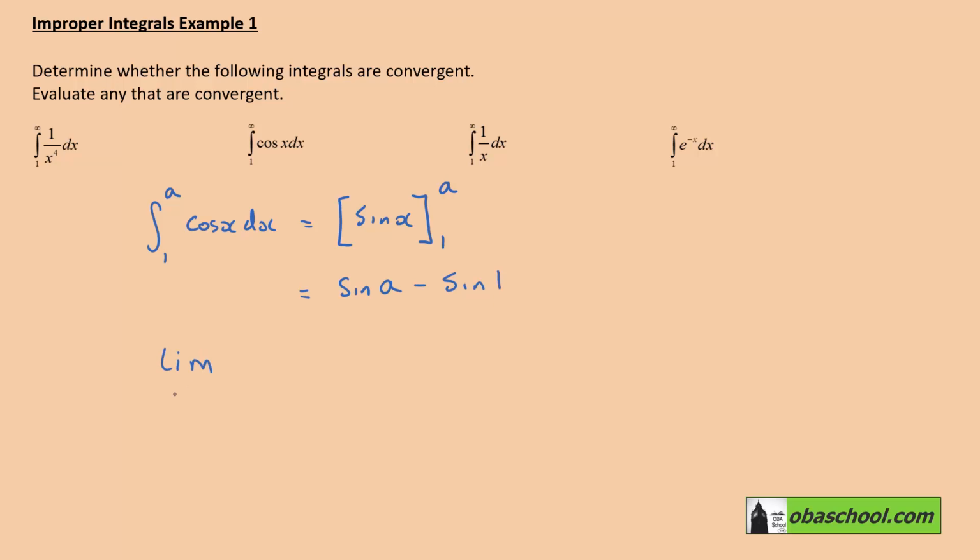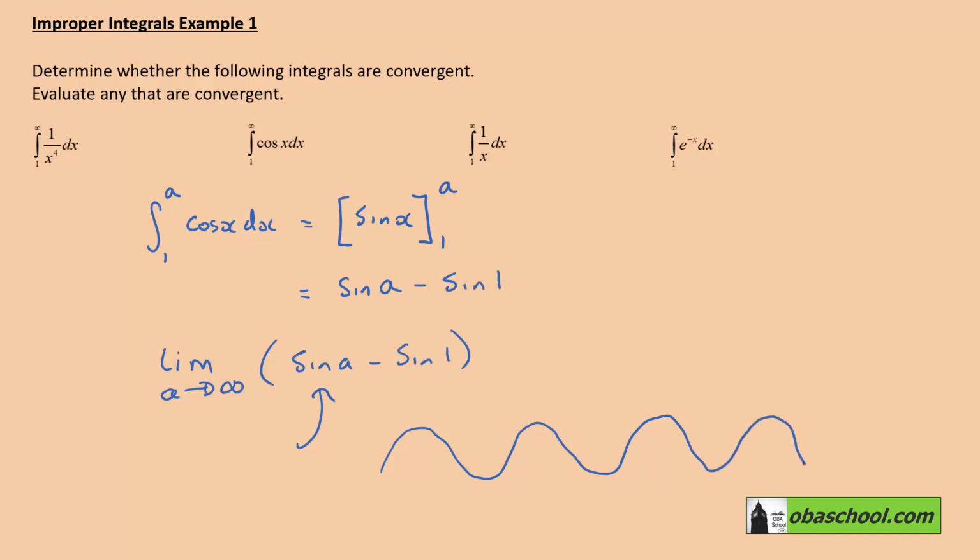Now if we consider the limit as a tends to infinity of sine a take away sine 1, we don't get any convergence there. And the reason is that we know that sine a is just going to continue doing this. So it's never going to go to a particular value. As we make a larger and larger, it's just going to fluctuate between negative 1 and 1.